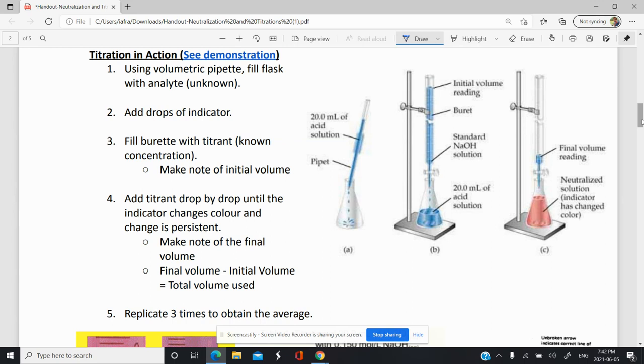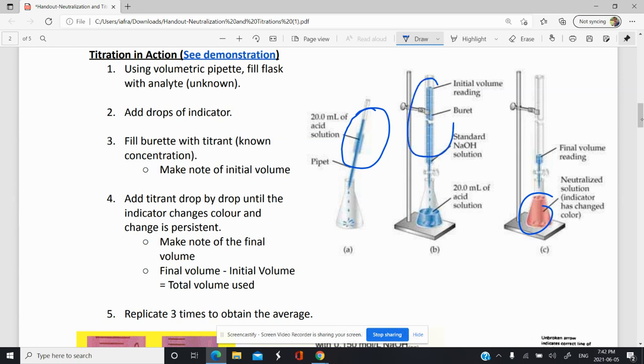So generally what you want to do is fill your flask with your solution of unknown concentration. So let's say it's your acid. Usually you want to use a volumetric pipette for that because you want to get some precise measurements there. You're going to add a few drops of indicator, 2 or 3 drops, because eventually when the reaction's done, you want to see a color change.